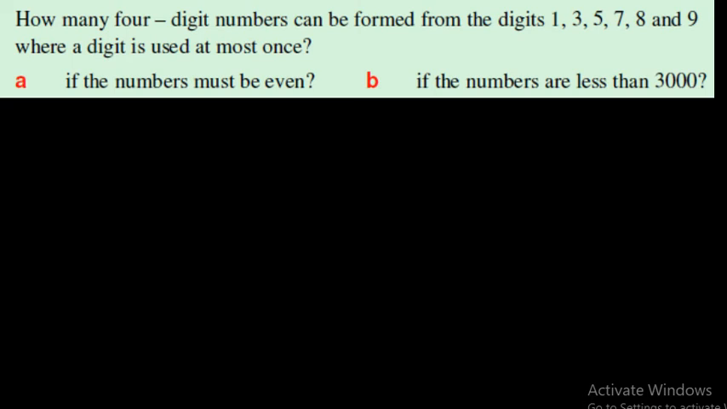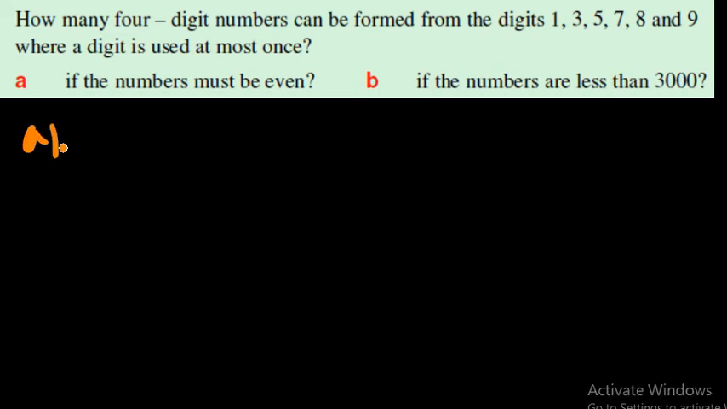Hello there. In this video we'll be solving exercises on probability. The first question: how many 4-digit numbers can be formed from the digits 1, 3, 5, 7, 8 and 9, where a digit is used at most once, and first case if the number must be even?